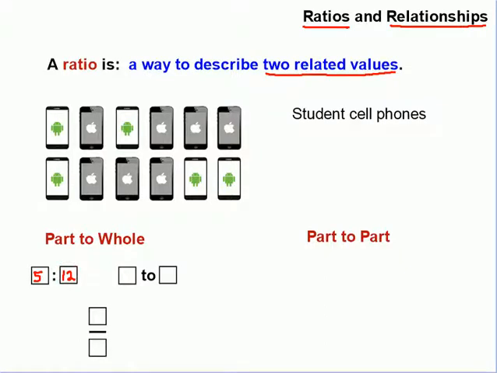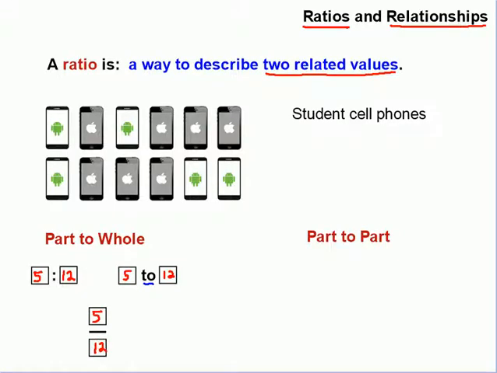So 5 out of every 12 students have Android phones. That's one way to write it. We can use this little colon right there to describe that relationship, that ratio. Another way that we could have written it is like this. We could have said there's a ratio of 5 to 12 and actually used the word "to" right here. That's perfectly fine. That's another way to write a ratio. Lastly, the one we'll probably use the most is this one on the bottom, where we would say there is a ratio of 5 students who have Android to 12 total students.